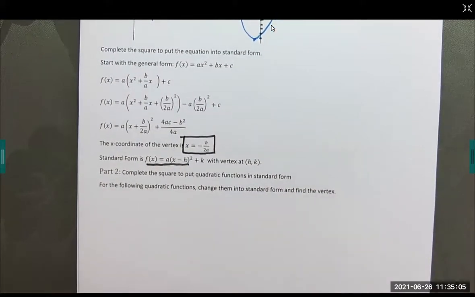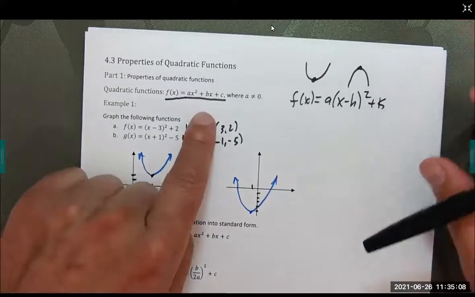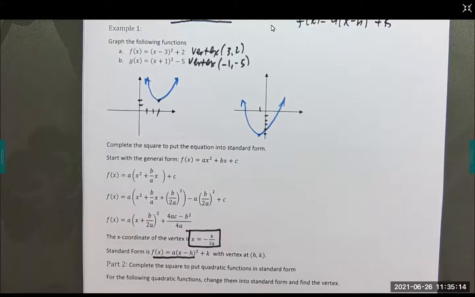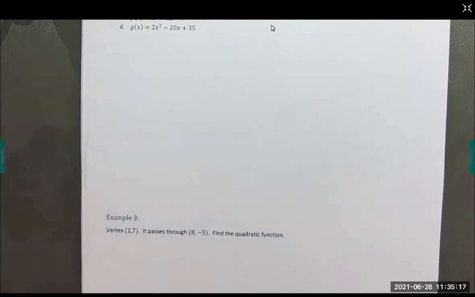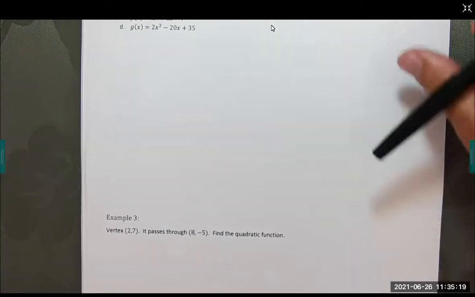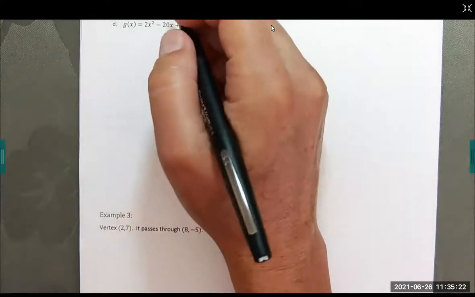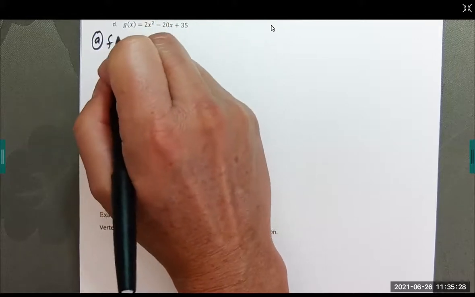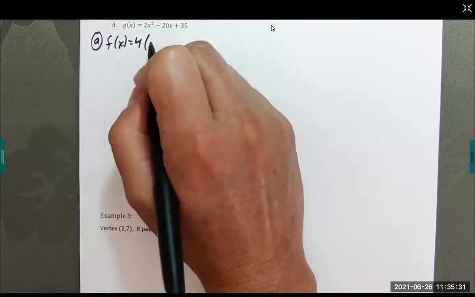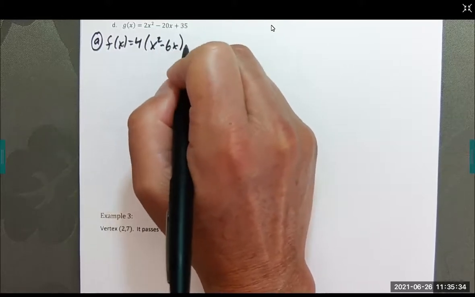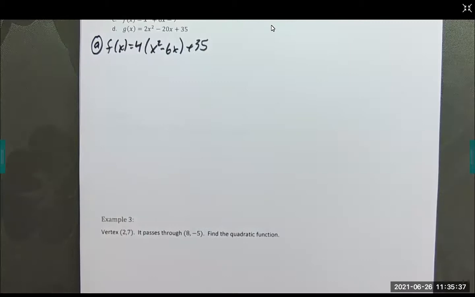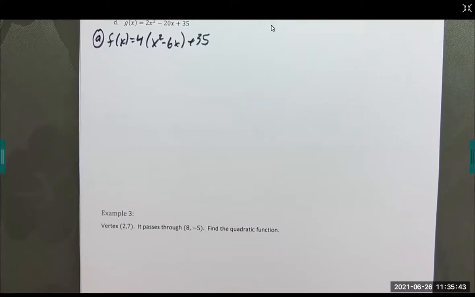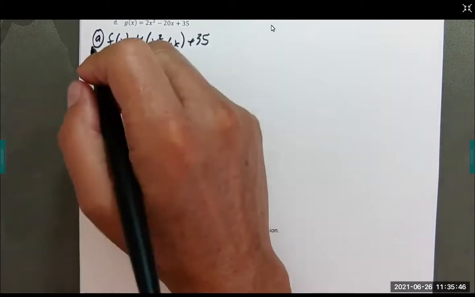So part 2, we're going to complete the square. In other words, we're going to go from this form to this form using the same complete the square from here. So let's see what that looks like. All right, so part A, we are going to complete the square, and this is going to get a little tricky. So first off, I'm going to rewrite it: f(x) = 4 times (x squared minus 6x) plus 35. Now here's where it gets a little tricky. I'm going to complete the square here. I'm going to take that 6, cut it in half, 3, square it, 9. So I'm going to end up with this.